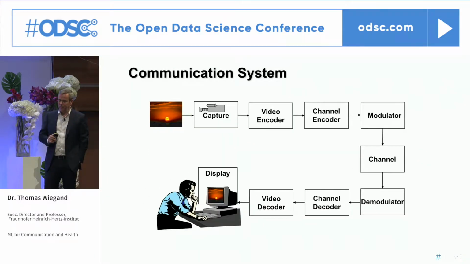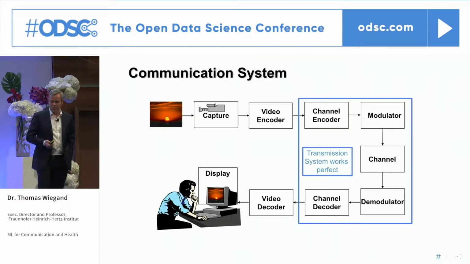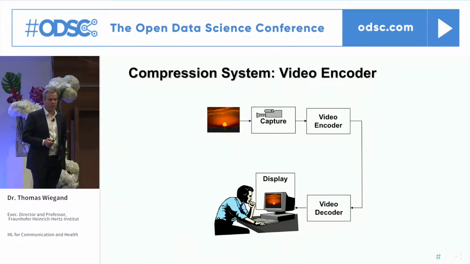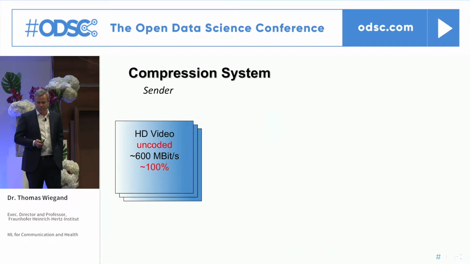So let me start with the communication system. This is a very classical picture, and I'll basically talk about two parts of it. I'll first assume that the transmission system works perfectly, so I can make a shortcut here and talk about the video encoder. What does the compression system do?